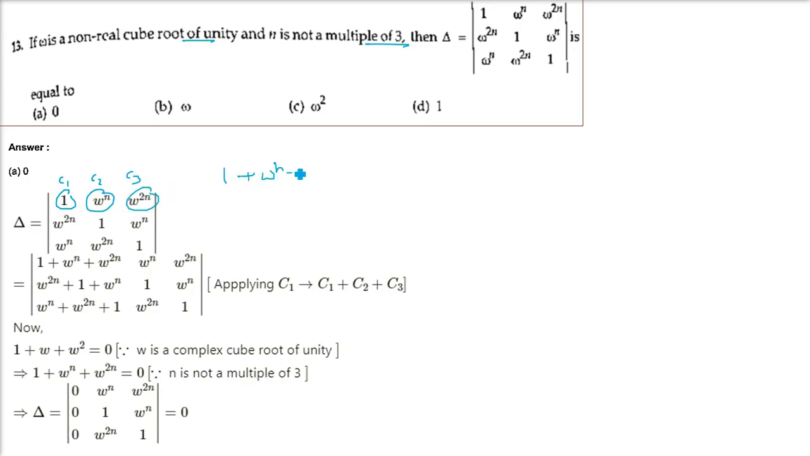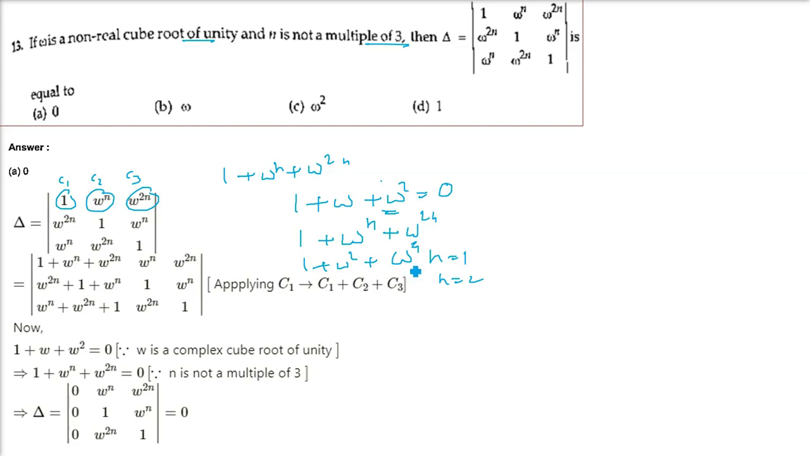So 1 plus omega raised n plus omega raised 2n. And similarly here also you will get 1 plus omega n, omega 2n. But we know that 1 plus omega plus omega square is equal to 0. What we are getting here, in the first row, first column, is 1 plus omega raised n plus omega 2n. Let us put n equals to 1. It is 1 plus omega plus omega square. It is equal to 0. Now put n equals to 2. 1, omega square, omega 4. Omega 4 is omega cube into omega. So omega cube is 1. So ultimately omega 4 will become omega only. So 1 plus omega plus omega square, the same thing will come.